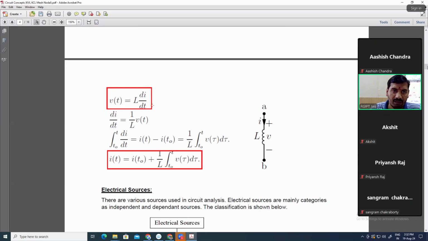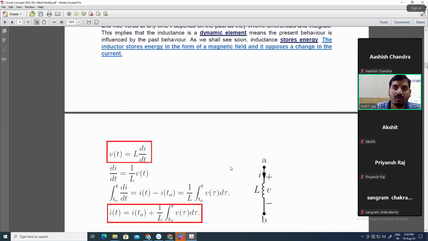The expression of current through the inductor we can denote here. It is equal to i(t0) plus 1 upon L integration t0 to t of v(tau) d tau, where i(t0) is the initial stored current through the inductor.